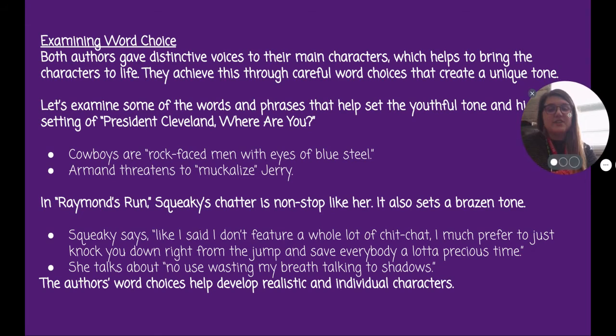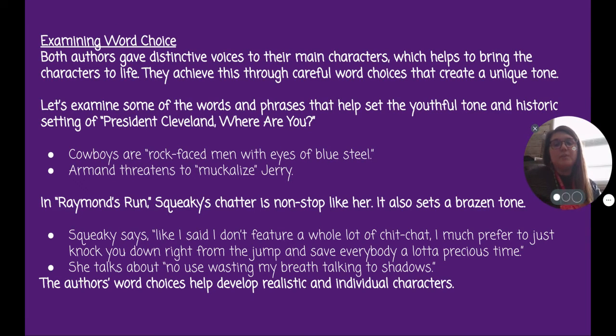And all of this is contributed by the word choice. So both authors give distinctive voices to their main characters, which helps to bring their characters to life. They achieve this through careful word choices that create a unique tone. So let's examine some of the words and phrases that help set up the youthful tone and historic setting of President Cleveland, Where Are You?